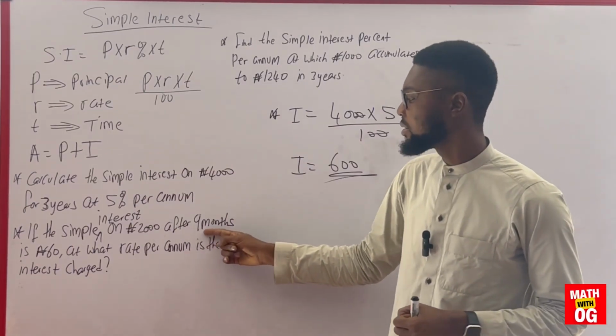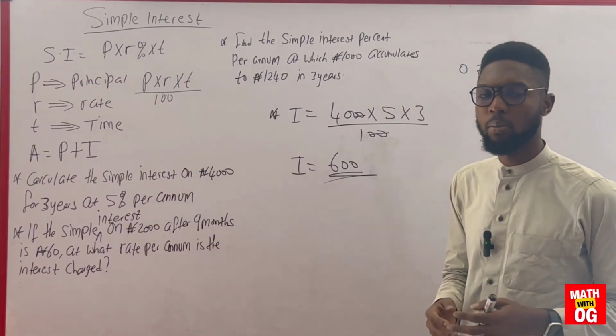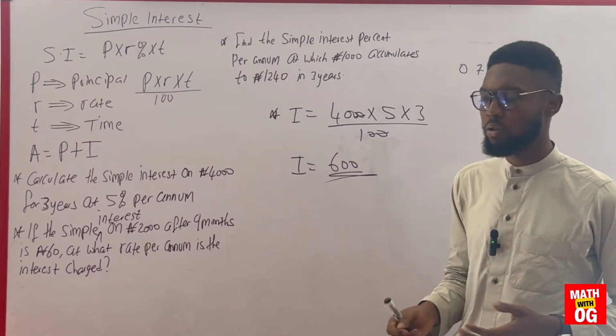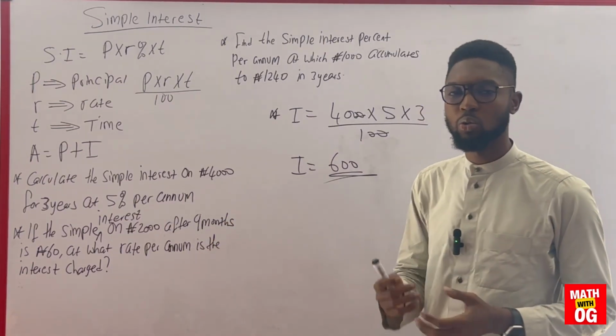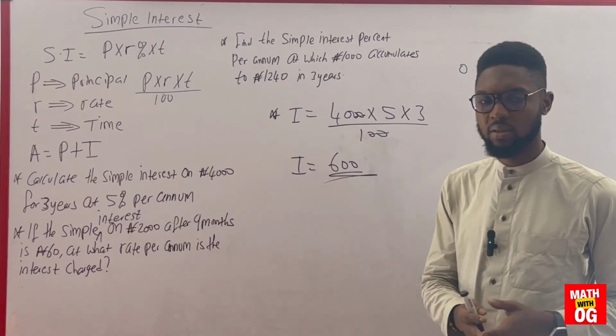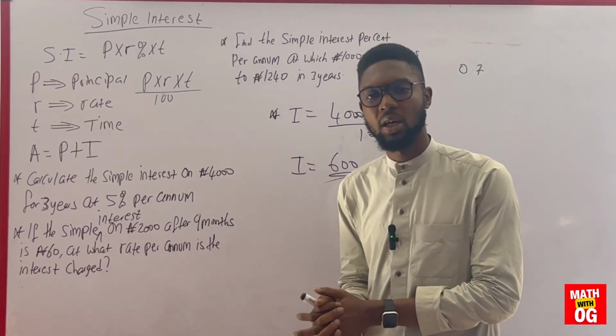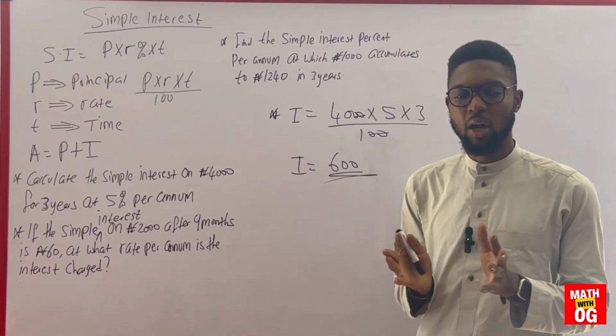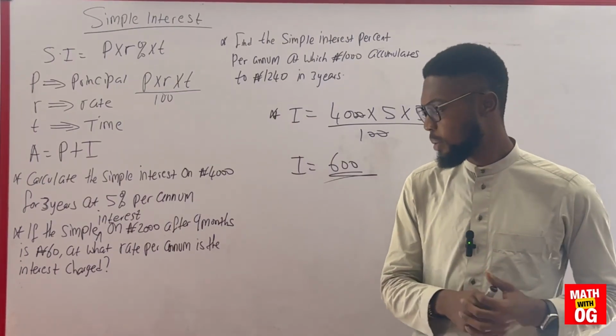So we have to convert this month here to years. Remember, 12 months make 1 year. So if that's the case, 9 months will be equal to 9 over 12 years. So when you are converting from months to years, you divide by 12. But when you are converting from years to months, you multiply by 12.